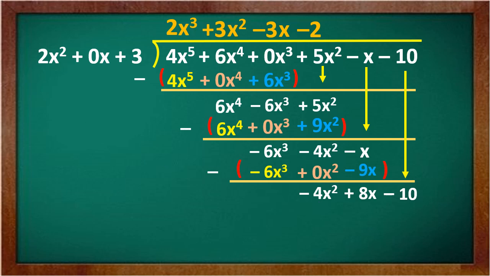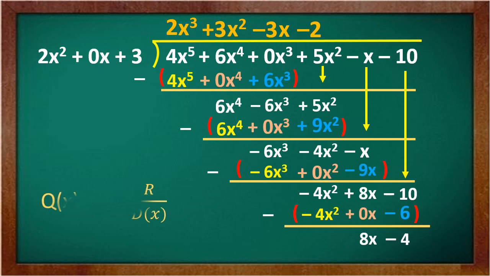And then, multiply it back to each term of the divisor. So, negative 2 times 2x squared. So, that is negative 4x squared. Negative 2 times 0x, 0x. Negative 2 times 3, negative 6. And then subtract again, enclose it by parentheses. Okay? So negative 4x squared minus negative 4x squared, that is 0. And then 8 minus 0, that is 8x.